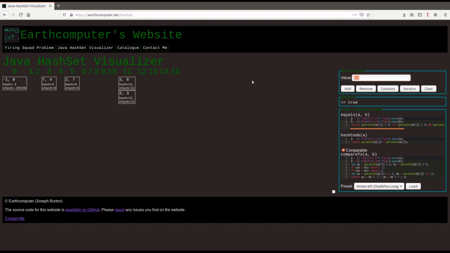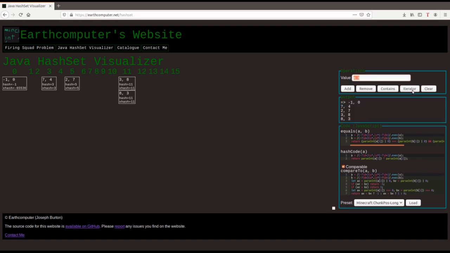Right, there you go. So now let's look at the order this comes out of the hash set by pressing iterator, and you can see that it goes from left to right in terms of the buckets, and then inside the buckets it goes first in, first out, almost. For the moment it is. So, minus 1, 0 is leftmost, 7, 4 is next, then 2, 7, then 3, 8, then 8, 3. But if we were to put 8, 3 in before 3, 8, then that would have appeared first instead.